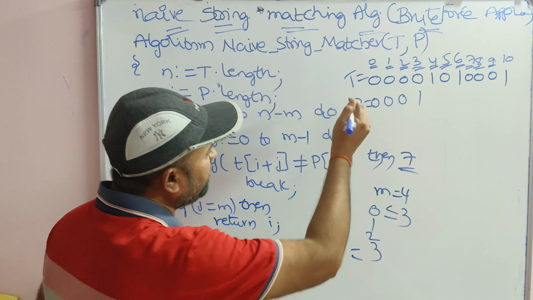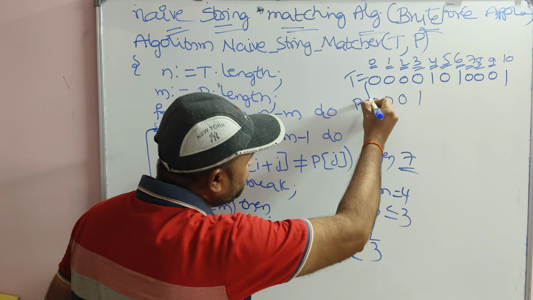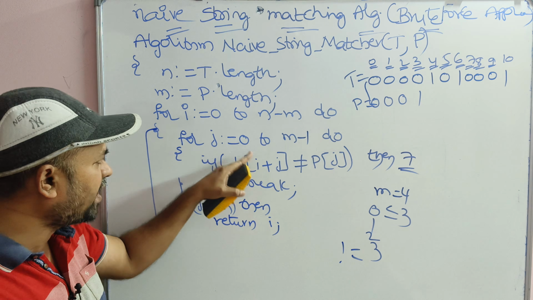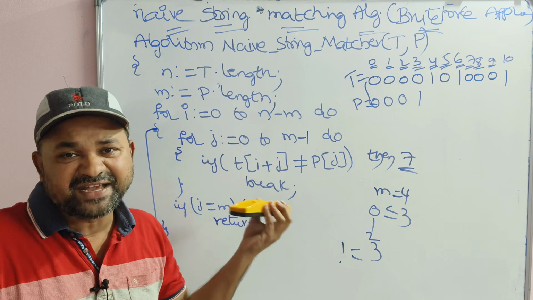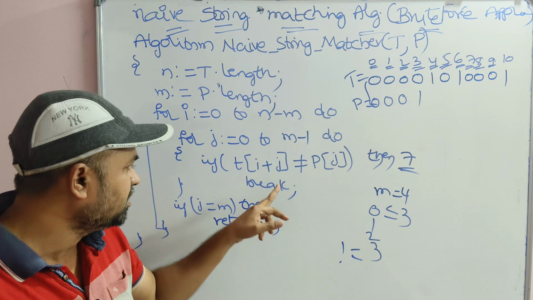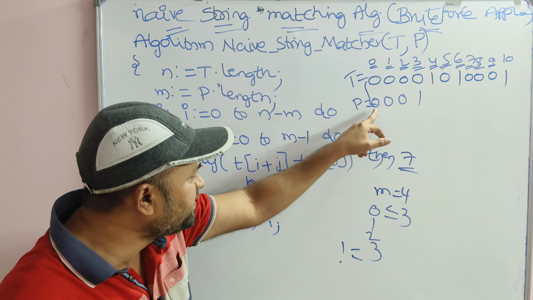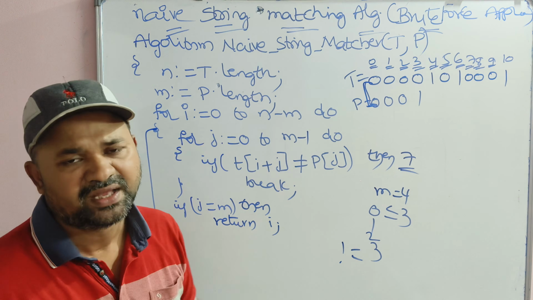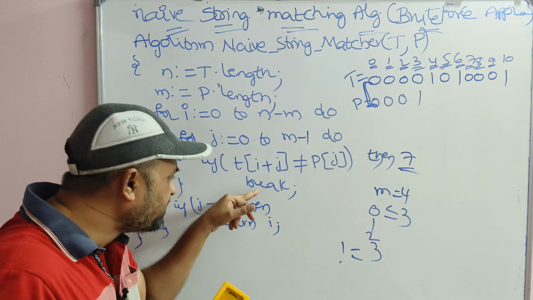So in the first iteration, what we are doing? We are comparing this 0 with this 0. What is i value in the first iteration? 0. What is j value? 0. If t of 0 plus 0, 0 plus 0 means t of 0. T of 0 means 0. 0 is not equal to, what is p of j? What is p of 0? 0. 0 not equal to 0. Condition is false. So this break won't be executed.